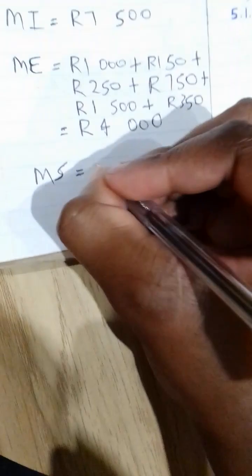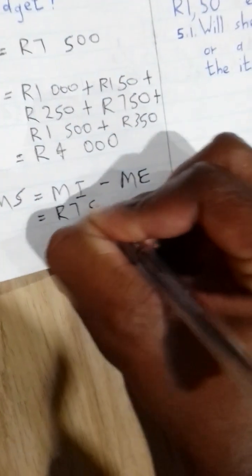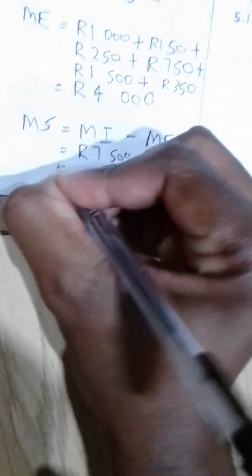So monthly savings is monthly income minus monthly expenditure. Monthly income is the 7,500 rand minus monthly expenditure is the 4,000 rand. Okay.